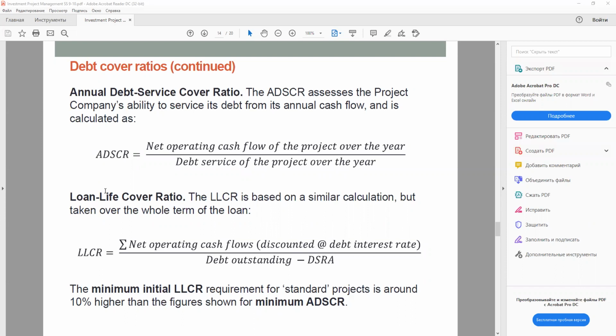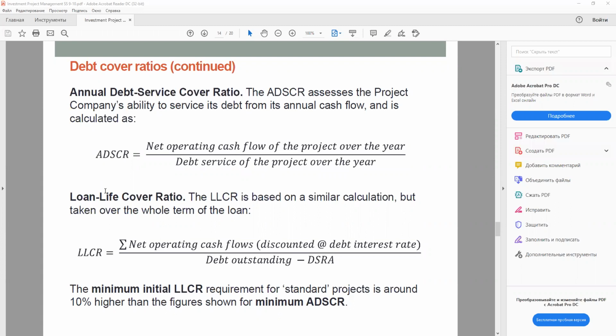Very approximate levels for standard projects could be 1.2 for an accommodation-based project, 1.25 for a process plant project with an off-take contract. So when you have a contract that assures the purchase of the product and services of your plant, 1.5 for a natural resources project with no off-take contract. So you extract something, drill something, but you have no agreed and signed contract to sell the results of your drilling.